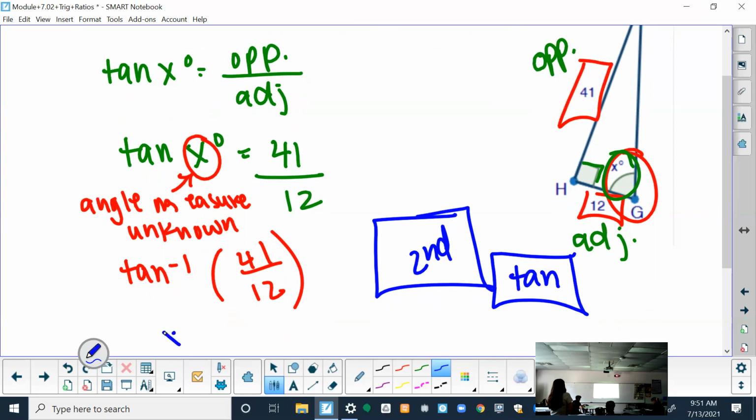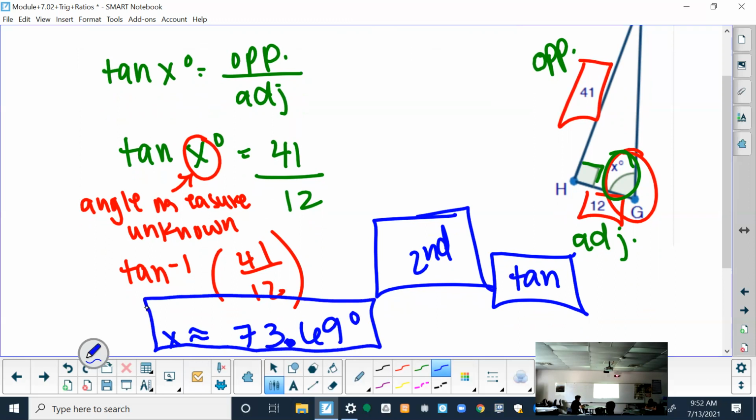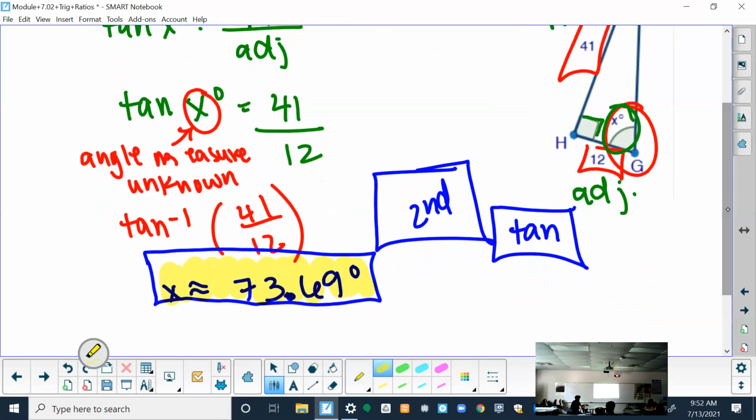All right, that gives us our x value as about 73.69 degrees. If you're getting something other than that, check if you put the inverse tan function, and check that your calculator is in degrees. But that's our missing angle measure. Questions?